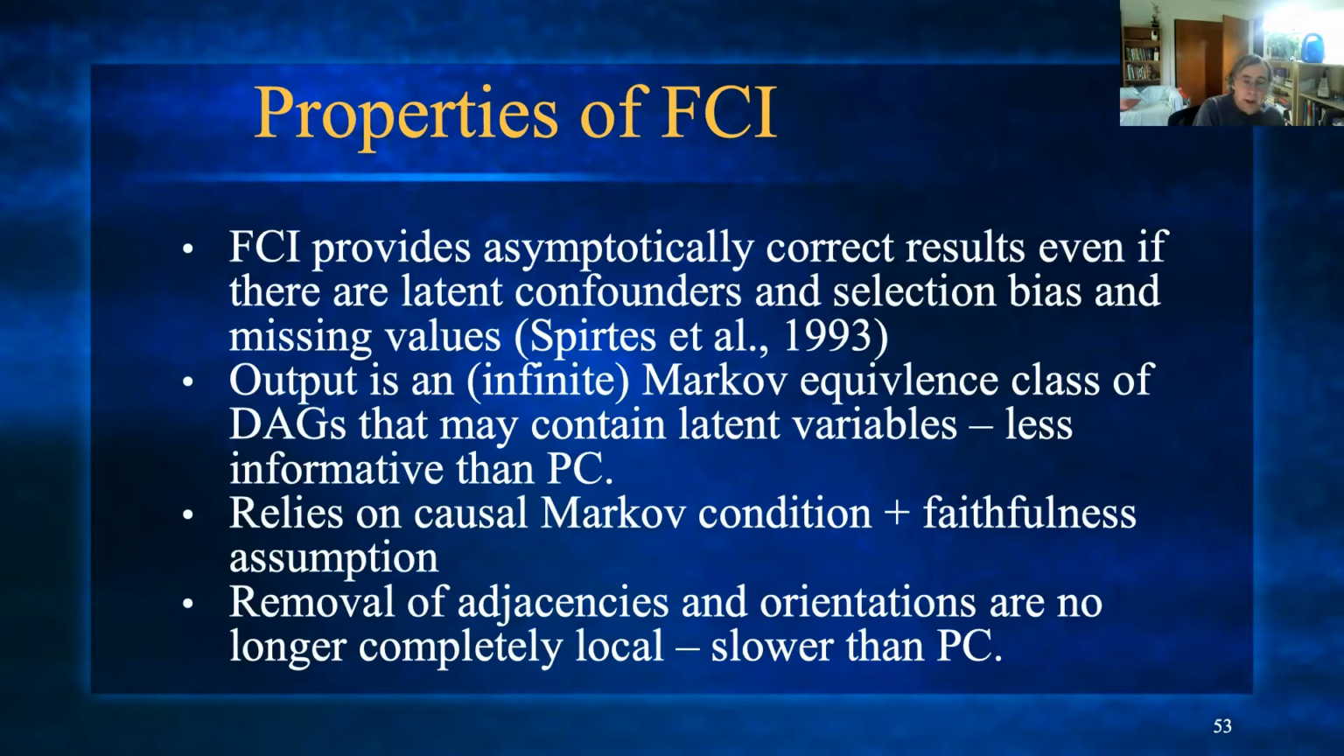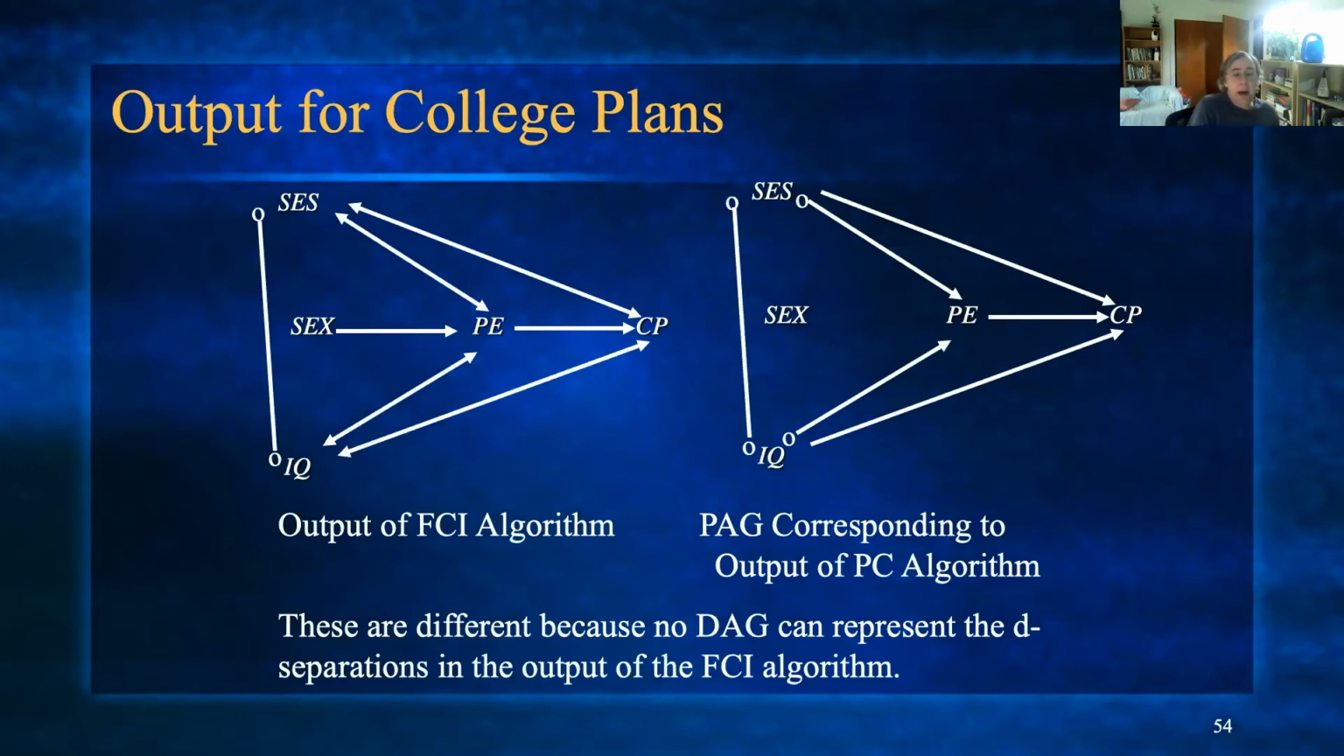The output is a PAG. It represents an infinite Markov equivalence class. The removal of the adjacencies and the orientations are no longer completely local. In practice, for some reason that I don't fully understand, it's actually much less accurate than PC in terms of things like adjacencies and orientations.